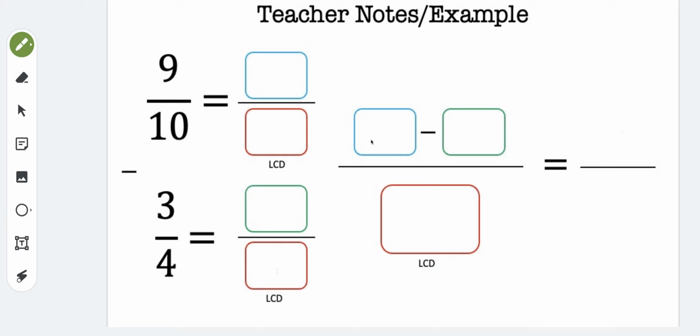Hey everybody, here we're going to do the problem 9/10 take away 3/4. So first of all, come over here and grab a pencil or marker, okay? And what I write into this Jamboard, I want you to do the same, okay?